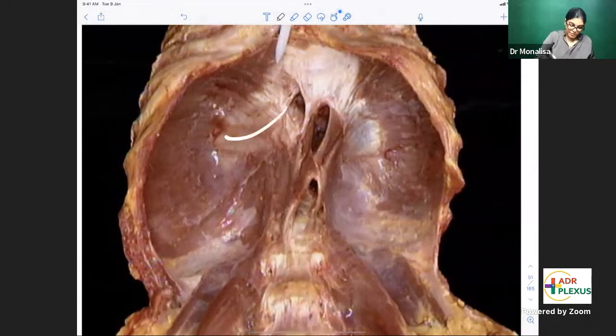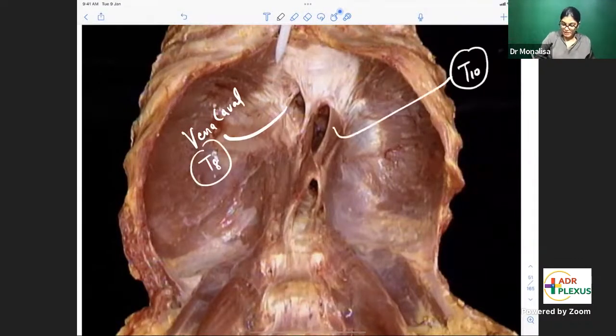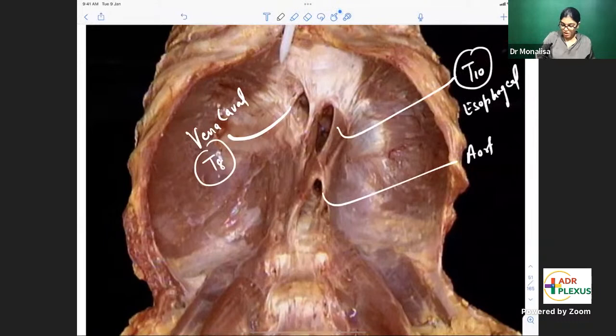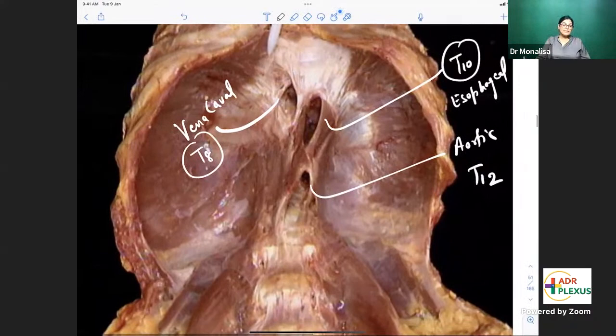that this is the vena cava opening at the level of T8. This is the esophageal opening at the level of T10. And this is the aortic opening at the level of T12. Okay, so these are the openings.